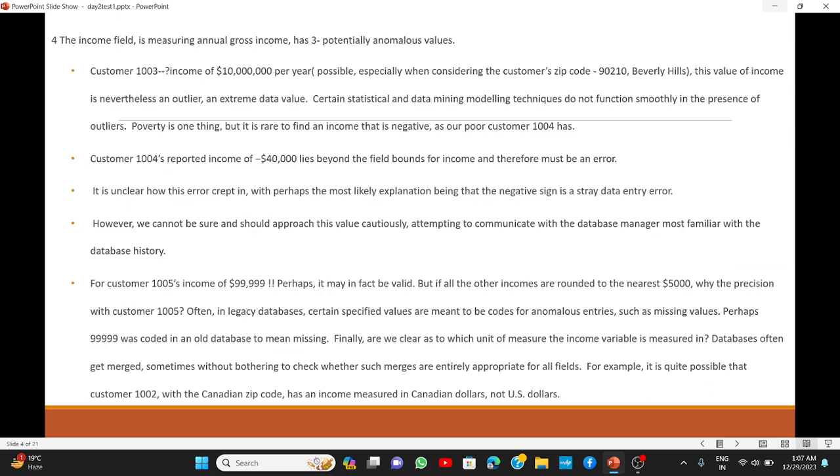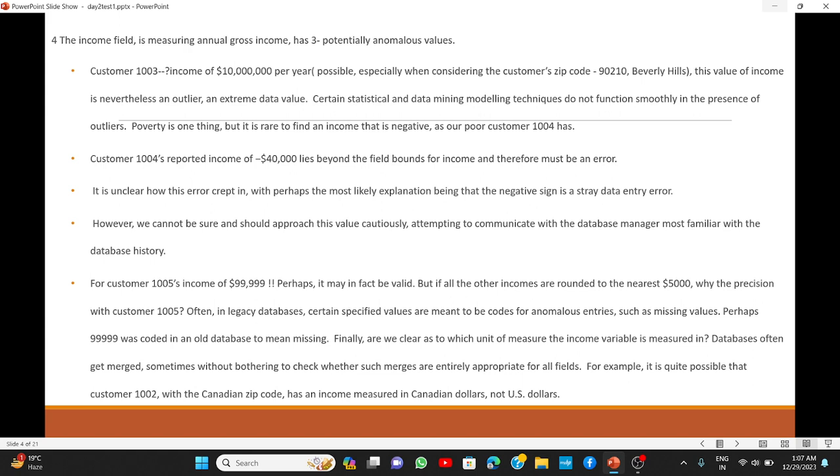The income field, measuring annual gross income, has three potentially anomalous values. Customer 1003, income of $10 million per year. Possible, especially when considering the customer's zip code, 90210, Beverly Hills. This value of income is nevertheless an outlier, an extreme data value. Certain statistical and data mining modeling techniques do not function smoothly in the presence of outliers.